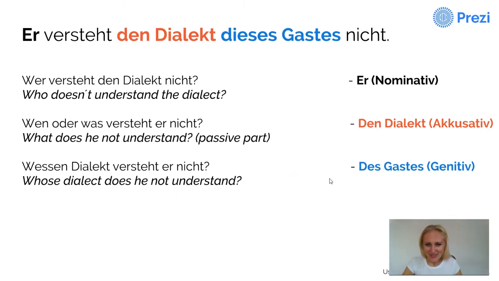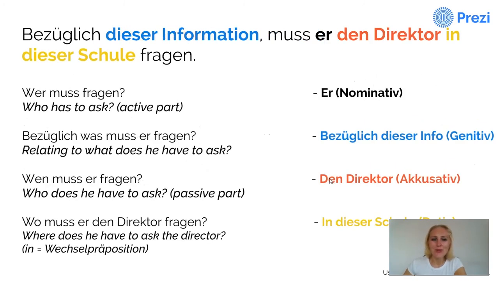So now let's move to the last sentence. And here we have, bezüglich dieser Information muss er den Direktor in dieser Schule fragen. So in this sentence we have all 4 grammatical cases. Okay, this is not very uncommon. This can happen. It could be even, let's say, 2 accusative or 2 dative objects plus the genitive and the nominative, for example. In this sentence we have all 4 grammatical cases. Now the sentence here means, relating to this information, he must or he has to ask the director in this school. Okay? Bezüglich here means relating to.